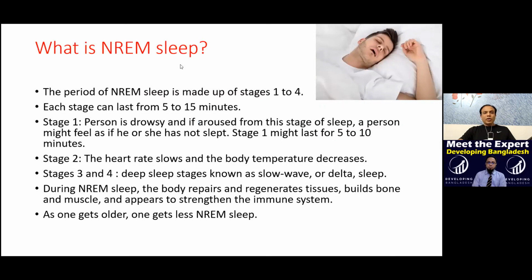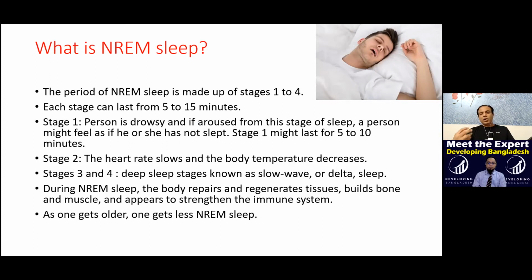So what is non-REM sleep? It has 4 stages, and each stage lasts from 5 to 15 minutes. Stage 1 is called light sleep. We are drowsy, and if we are aroused, then we may feel that we have not slept. This stage usually lasts for 5 to 10 minutes. Then we go to stage 2, where the heart rate slows down and the body temperature decreases. And then stage 3 and 4, which is also called deep sleep.